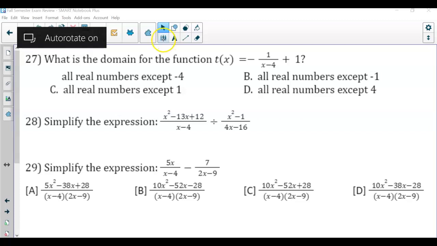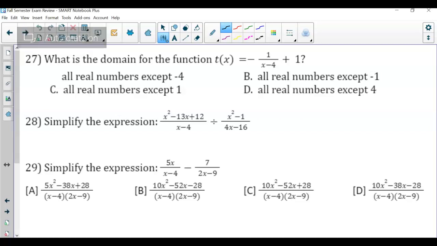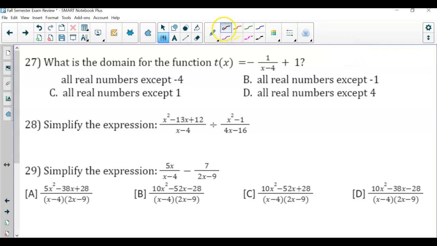In this video of our final exam for the fall review, I'm going over the rest of the problems, which are numbers 27 through 38. I'm going through the rest of the problems in our review.